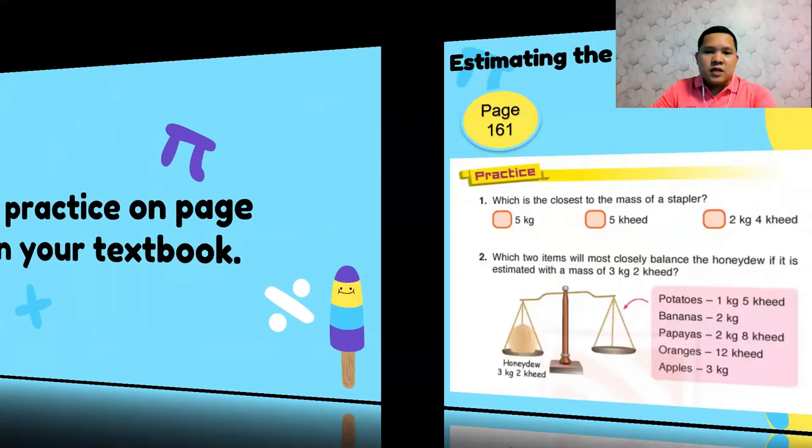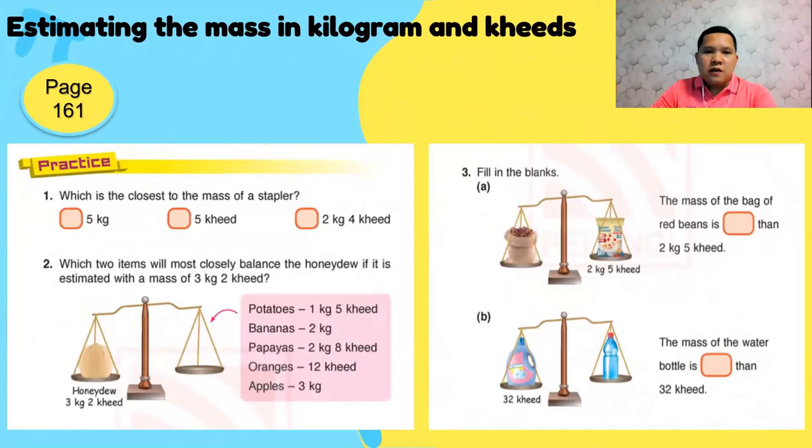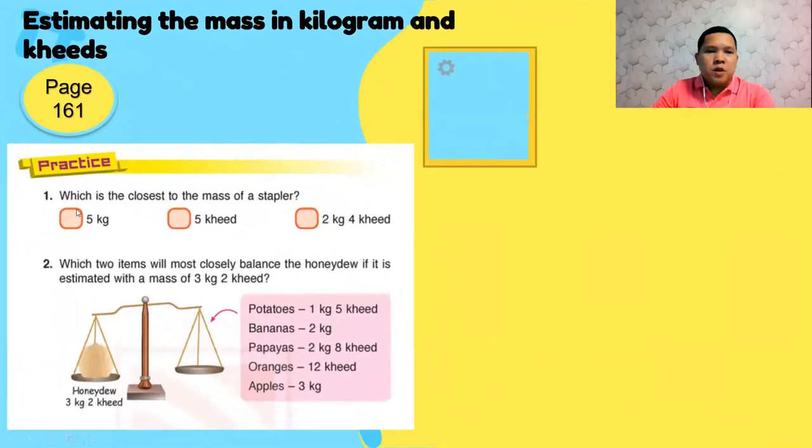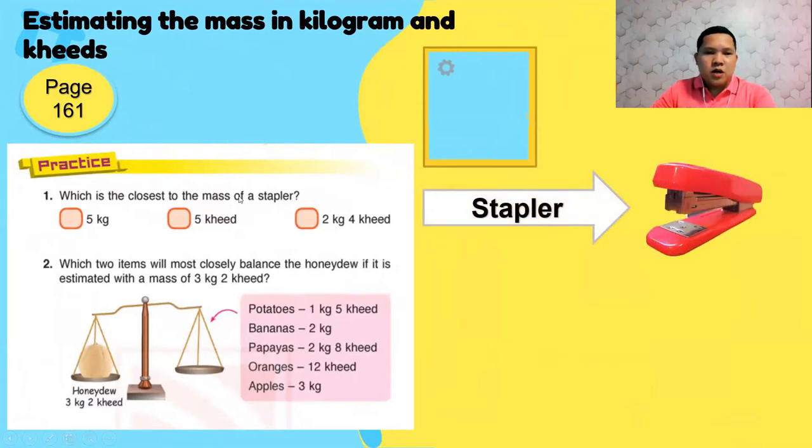Let's try to practice. All right, on your textbook, you have their examples, right? Number 1, 2, 3. Let's see. For number one, which is the closest to the mass of the stapler? When you say stapler, class, it looks like this. This is a stapler. So which do you think? 5 kilogram? 5 kid? 2 kilogram and 4 kid?